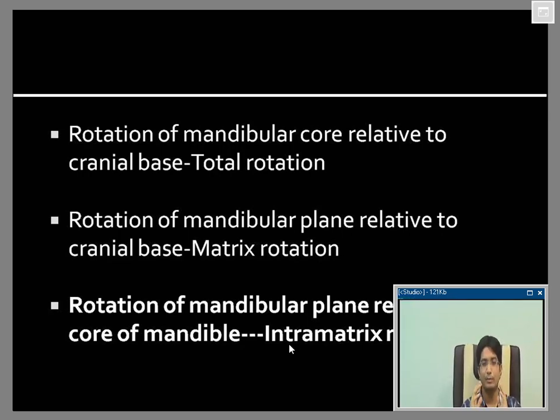This is the concept you have to remember every time: total rotation, intramatrix rotation, and matrix rotation. It will be very useful to you till the end. Okay, so I'll move to the next question.